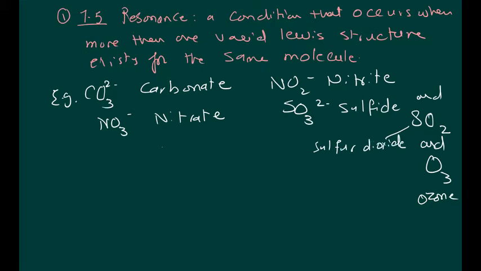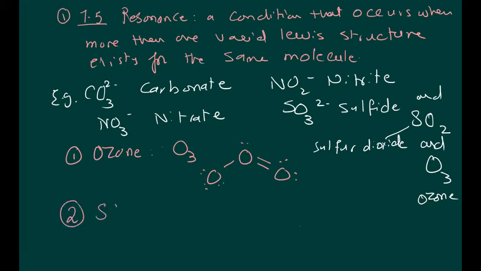Let's take an example. Ozone. Ozone is O3. How can we represent resonance? By drawing two possible forms, two possible structural formulas. O3 means oxygen atom linked to two other oxygens. Here, these are the valence electrons. This is ozone molecule.